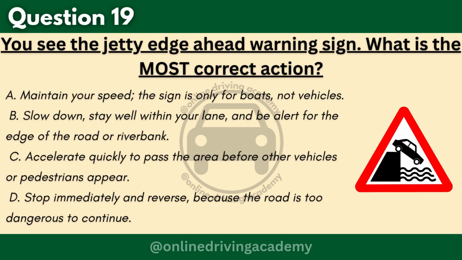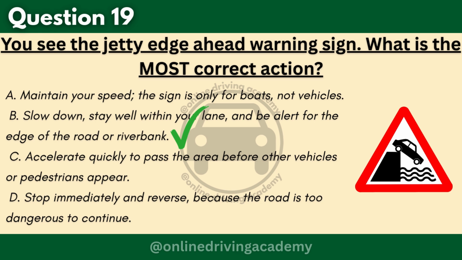Option C says accelerate quickly to pass the area before other vehicles or pedestrians appear. Remember, I told you if you can see a warning sign, do not accelerate. With option D, it tells us to stop immediately and reverse because the road is too dangerous to continue. Now keep in mind, if you're going to stop immediately and reverse, that is very hazardous. You're going to cause an accident on the road, right? So option B will be our correct answer.